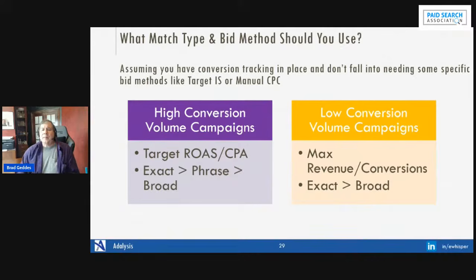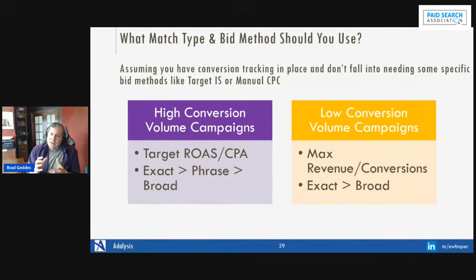So, when you think about what match type and bid strategy you should be using: if you have a lot of conversions, target ROAS or target CPA really is your best. And when you think about keyword expansion, you're generally going to follow the classic tale of exact, phrase, broad. Watch that phrase match, but with enough volume, phrase usually outperforms broad. With low conversion campaigns, you're probably going to do more max revenue, max conversions, and skip phrase match.